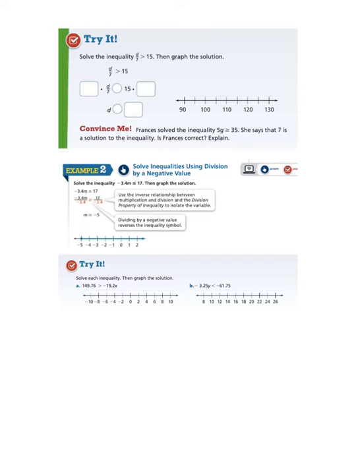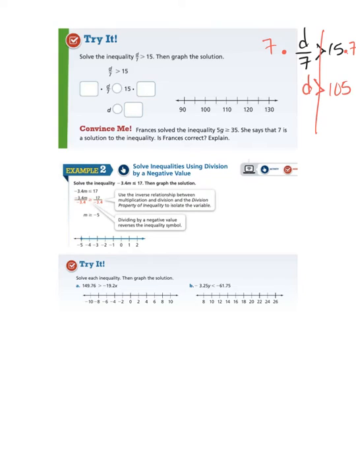Okay, so let's try one. Now we have D divided by 7 is greater than 15. Well, the opposite of division is, that's right, multiplication. So we're going to multiply both sides of the inequality by 7. So now we have D is greater than 15 times 7, which is, that's right, 105.